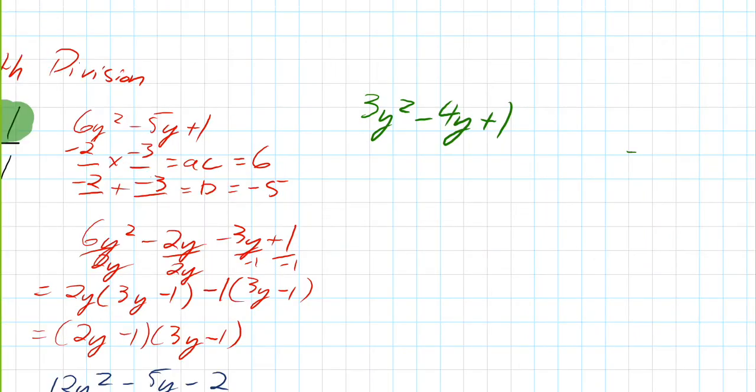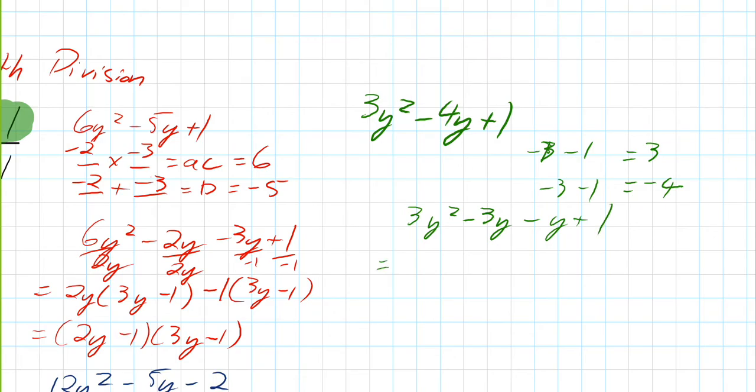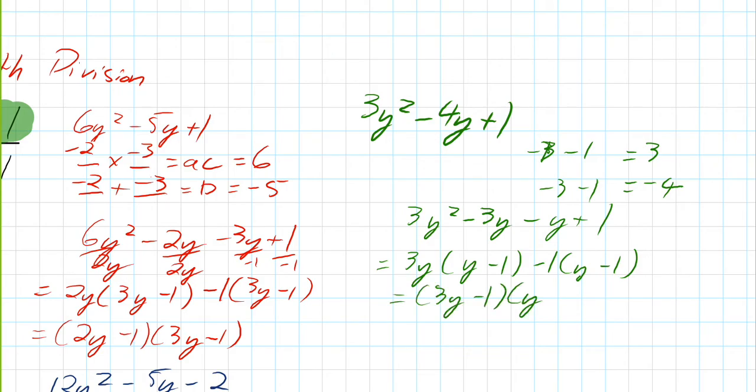We need 2 numbers that multiply to 3 and add to -4. That's going to be -1 and -3, I believe. So we'll get 3y squared minus 3y minus y plus 1. This gives me 3y as a factor, giving me y minus 1, and that becomes -y. Actually, I'm going to factor out -1, and I'll get y minus 1. That gives us 3y minus 1 and y minus 1.